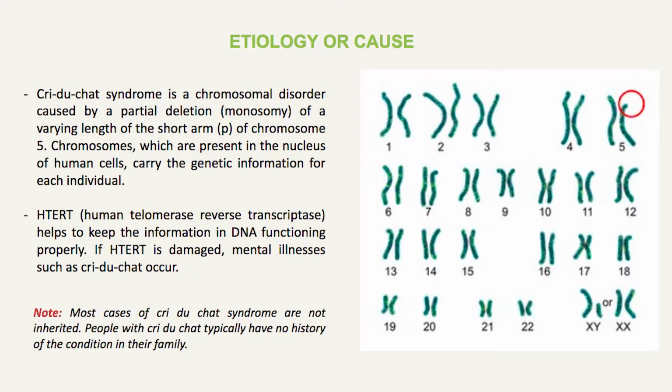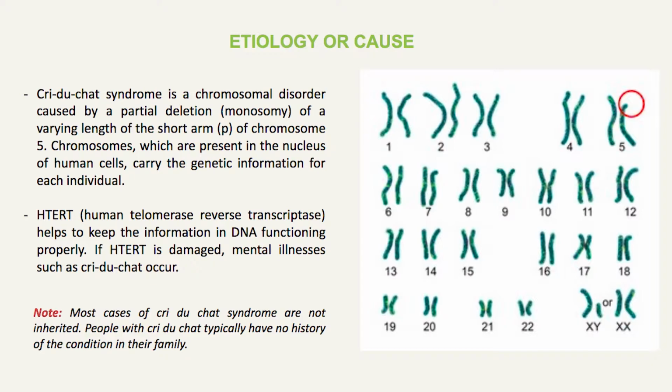For the etiology, Cri-du-chat syndrome is a chromosomal disorder caused by a partial deletion or monosomy of a varying length of the short arm P of chromosome 5. Chromosomes, which are present in the nucleus of human cells, carry the genetic information for each individual. Majority of cases of Cri-du-chat syndrome are believed to begin at the time of the development of the egg or sperm. Some cases of this disease also occur when the parent passes a different form of the chromosome to the child.